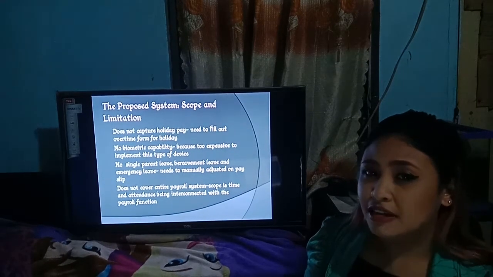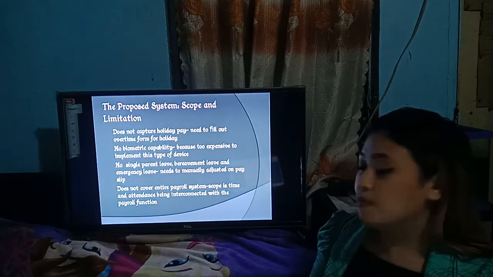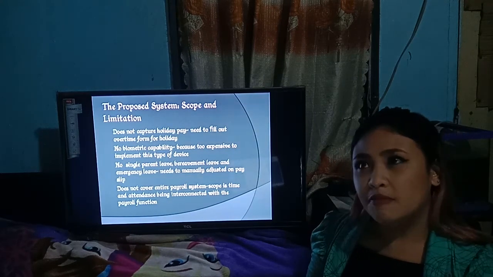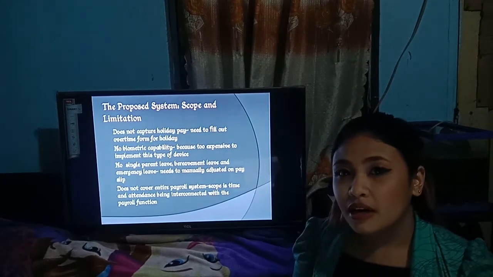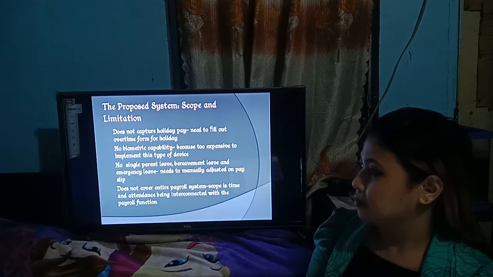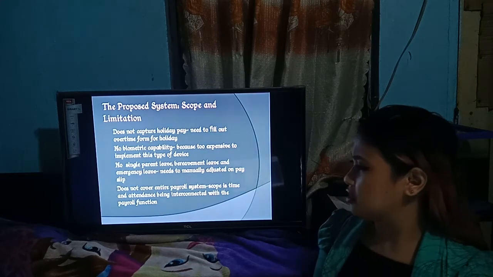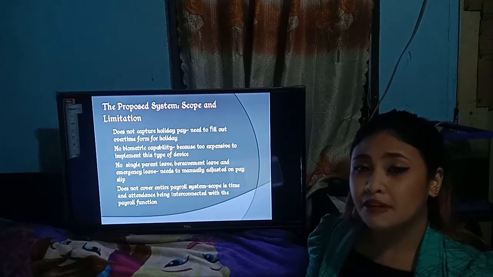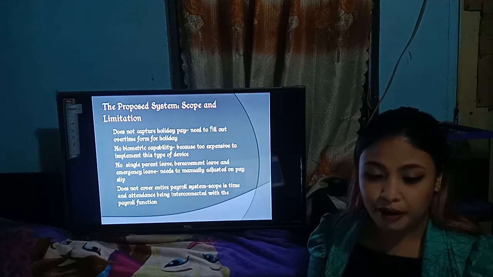Number 3, my system does not capture single parent leave, bereavement leave, and emergency leave. The leaves that should be considered are only vacation leave, sick leave, and maternal and paternal leave. And lastly, it does not cover the entire payroll system. Its scope is time and attendance only, being interconnected with the payroll function.